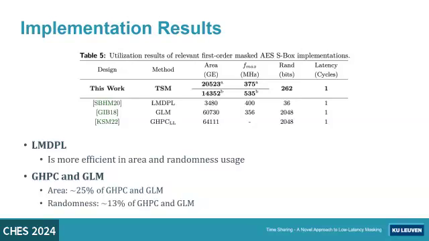And what you see is that this way of masking is more efficient than GLM and GHPC. For AES, there is actually also an implementation in LMDPL, okay? And that one is smaller. The area number is smaller than for us. So yeah, there's still some work to be done to get there.